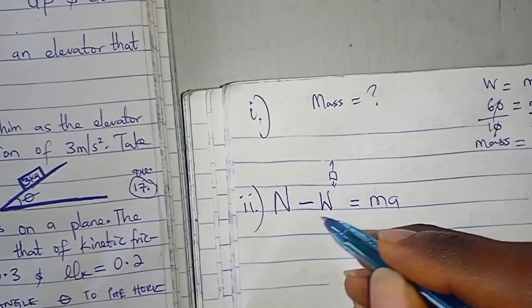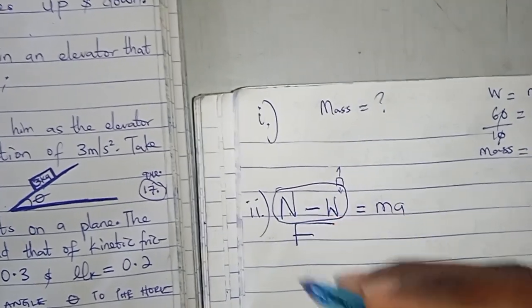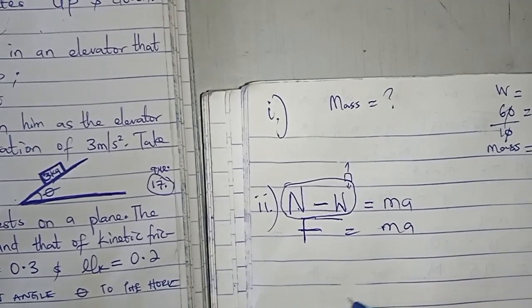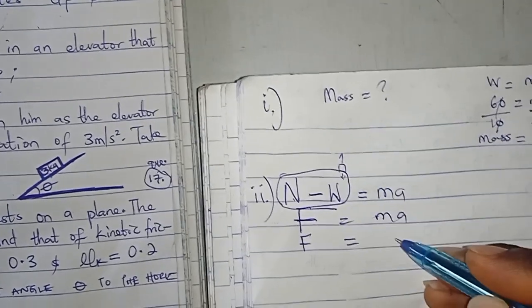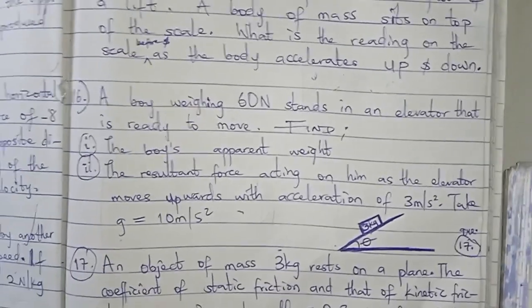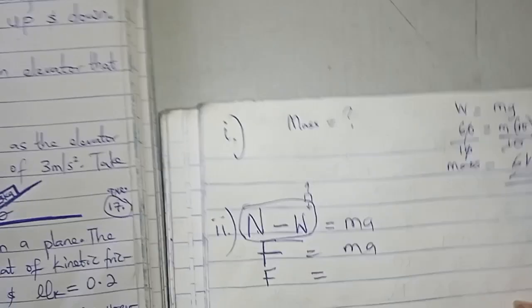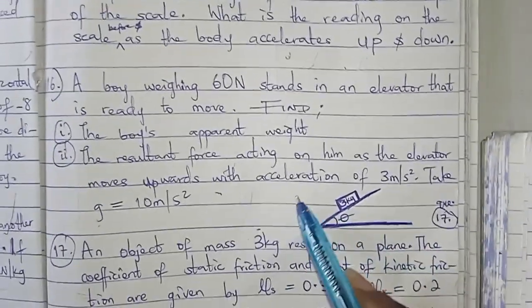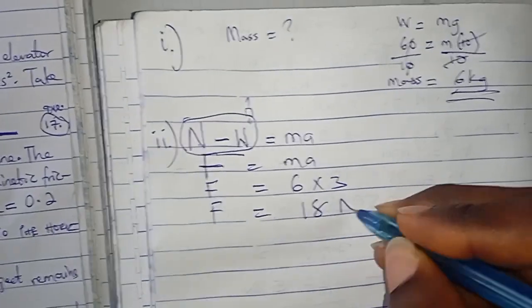So the total force of the system, because the force acting downward is weight, the one acting upward is normal reaction, is equal to ma. Which means that the resultant force is equal to the mass times acceleration. The mass of the boy is 6. Now they said that it's moving upwards with acceleration of 3 meters per second squared, so times 3. So the total force of the system will be equal to 18 Newton.